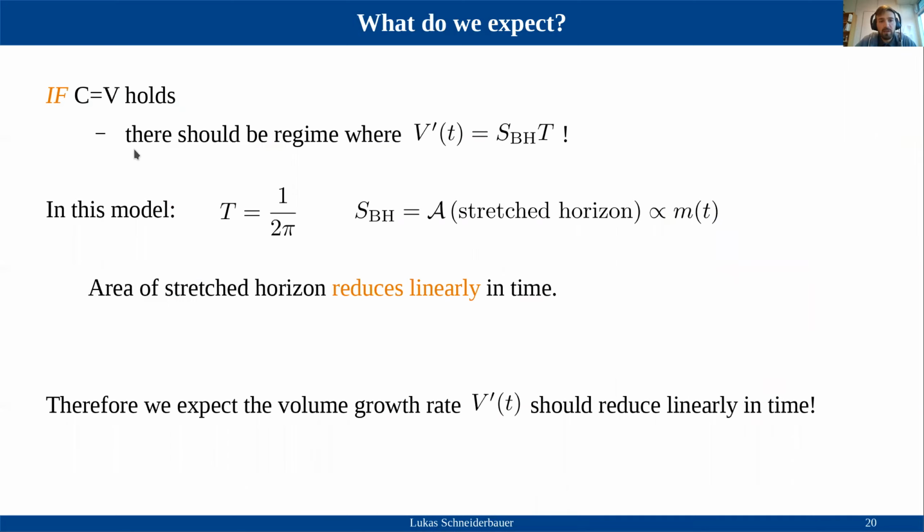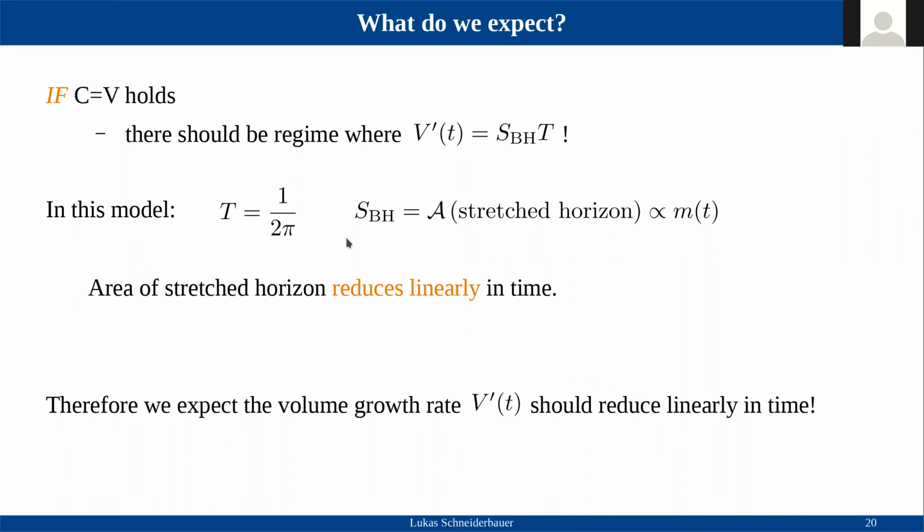if this is really true, then there should be at least a regime, maybe not everywhere, where this volume growth is proportional to the black hole entropy times the temperature. Now, what does that mean in this semi-classical case? It's a peculiarity of this model that we have a constant temperature 1/2π, which does not depend on the mass. In particular, the Hawking radiation does not see how big the black hole actually is.